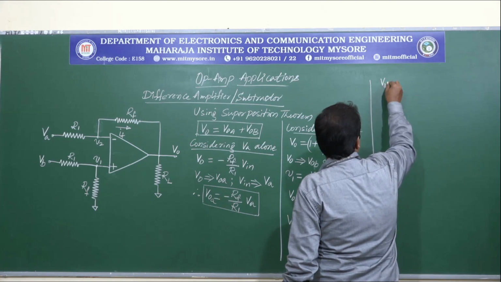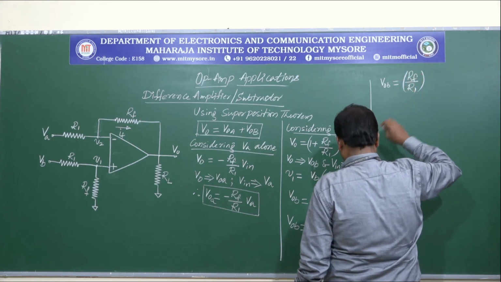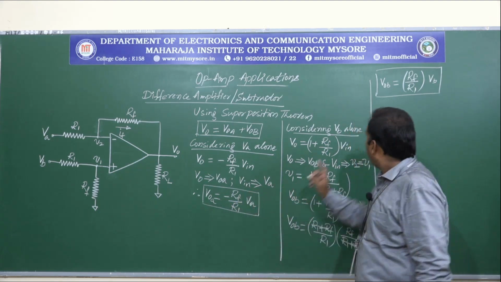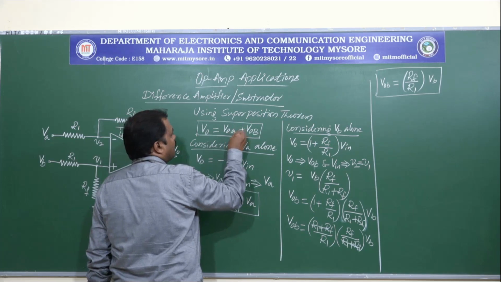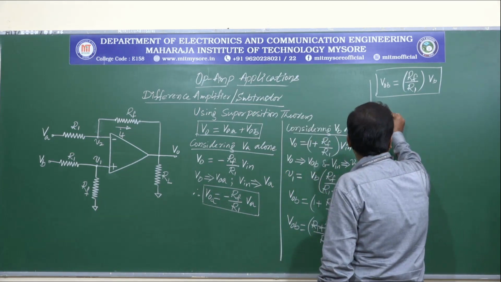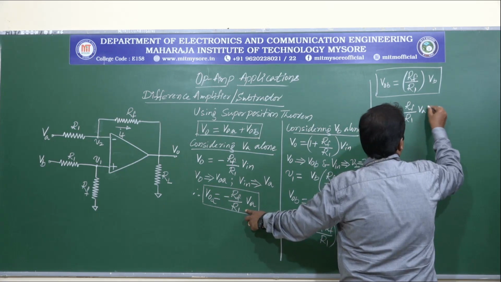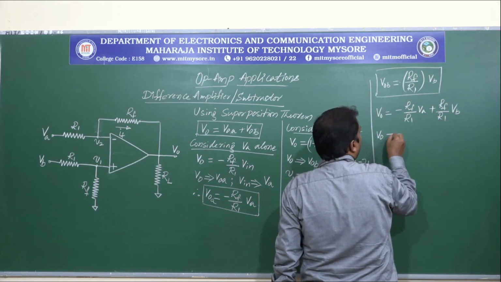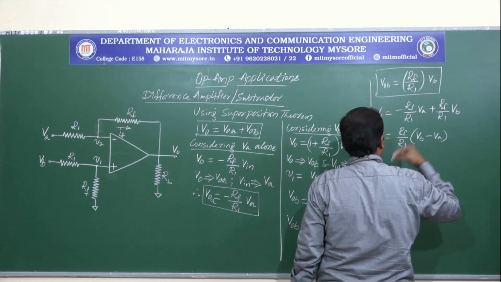Now, what we have is V naught B is equal to RF by R1 into VB. So, now we have the expression for V naught A and also V naught B. Let us substitute these two in this expression. So, let me rewrite this. V naught is given by this one minus RF by R1 into VA, and this one plus RF by R1 into VB. So, where V naught can be written as RF by R1 into VB minus VA.